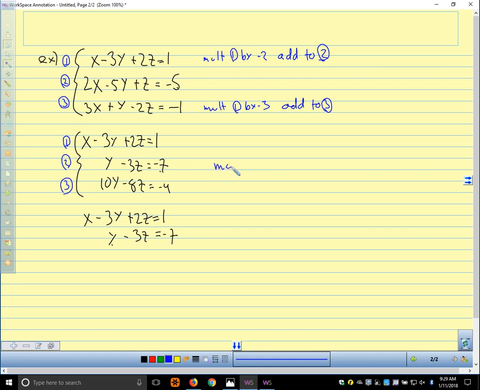I'll get us started. We want to multiply 2 by -10 and add to 3. That's going to get rid of that 10y. So -10y plus 10y, I get a 0y. -10 times -3, I get a 30z minus 8z, so I get a 22z. And here I get a 70 plus -4 equals 66.